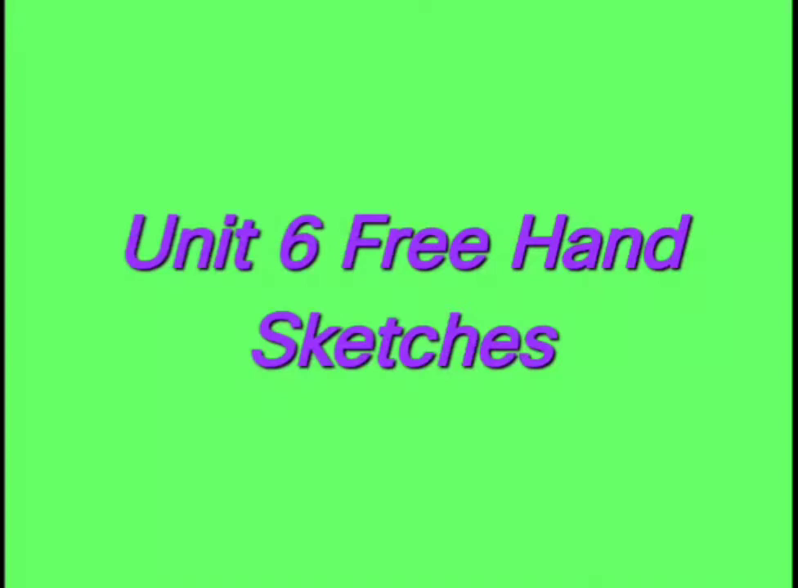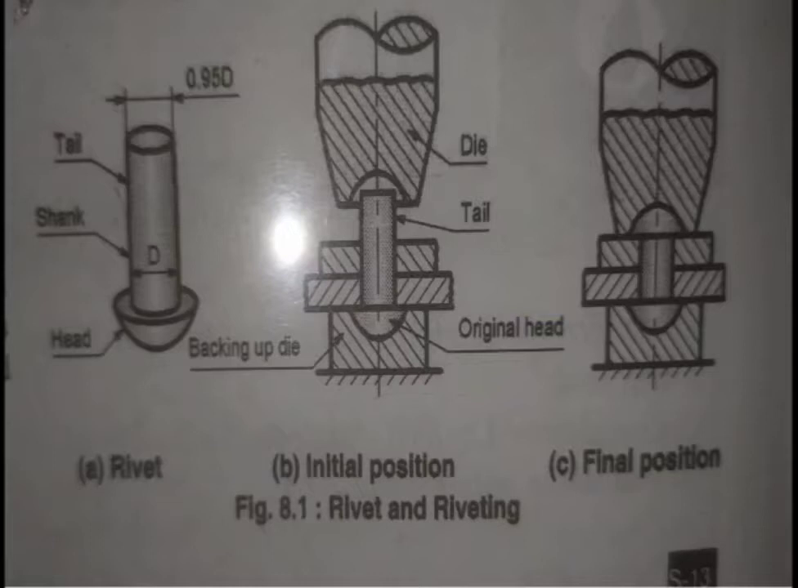Today we will see the Unit 6 freehand sketches. We have already started with this unit. We have completed the welded joints and conventional representations of the material. Now we will start with the riveted joints.